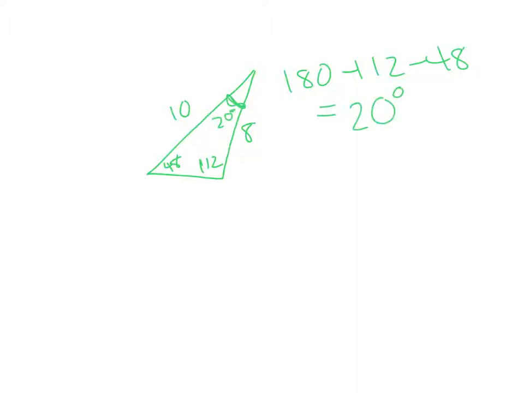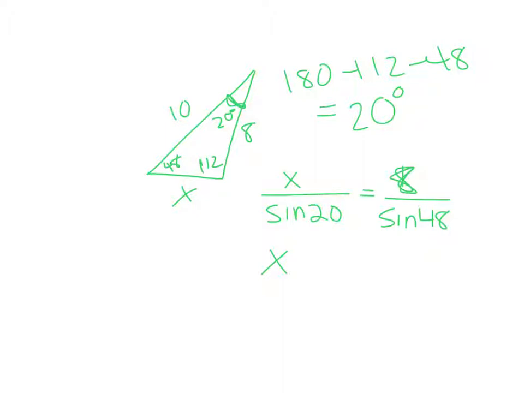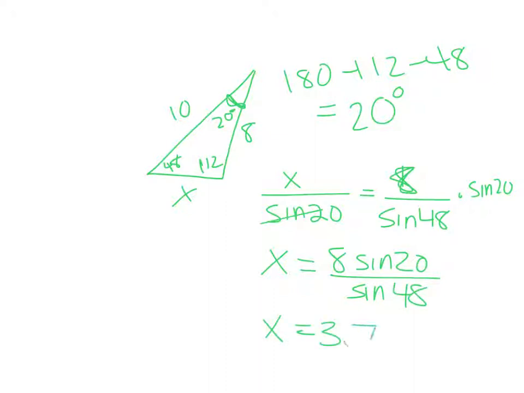And we could just do the same steps. So we just do the sine law to find out the missing side. So x over sine 20 equals, pick any angle, so say we did the 8 again, 8 over sine 48. And then I want to isolate x. So I'm just going to multiply both sides by sine 20, so it cancels out. So x is equal to 8 times sine 20 divided by sine 48, which is equal to 3.7 kilometers.